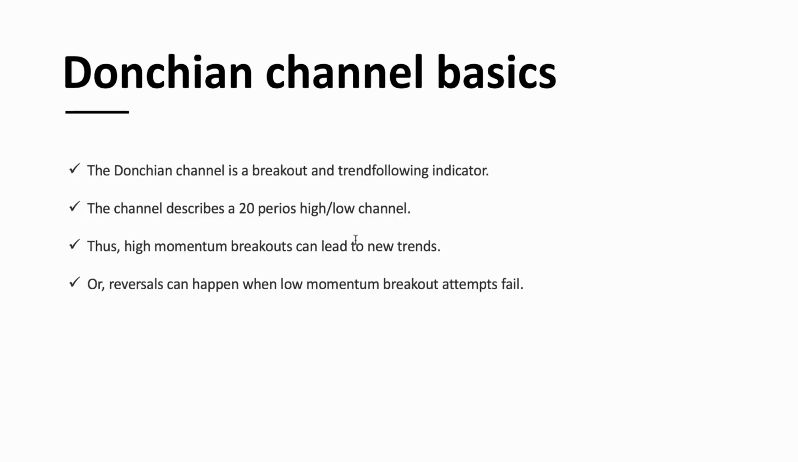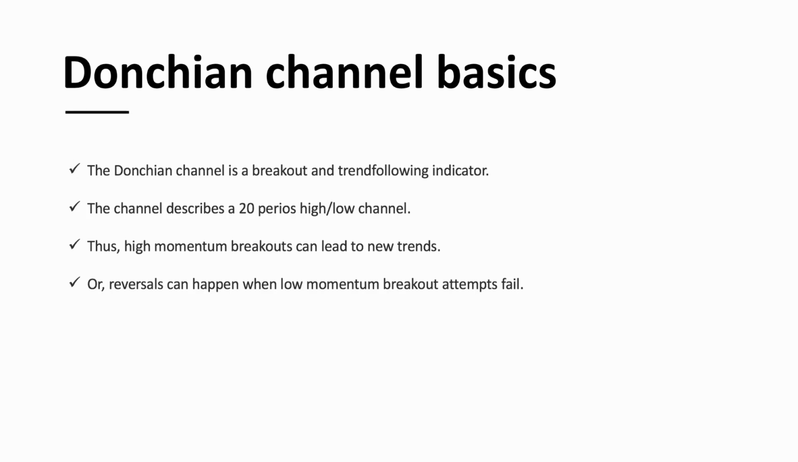The basics are that the Donchian Channel is mainly a breakout and a trend following indicator. The channel shows you, as the name suggests, a channel of a 20 period high and a 20 period low on your charts. A high momentum breakout through the Donchian Channel can therefore often lead to new trends when the market is changing into a new direction or breaking out into a new direction and breaking a 20 period high or low. Reversals can also happen when the breakouts fail, but we will only look at momentum breakouts that lead to trend following trades.